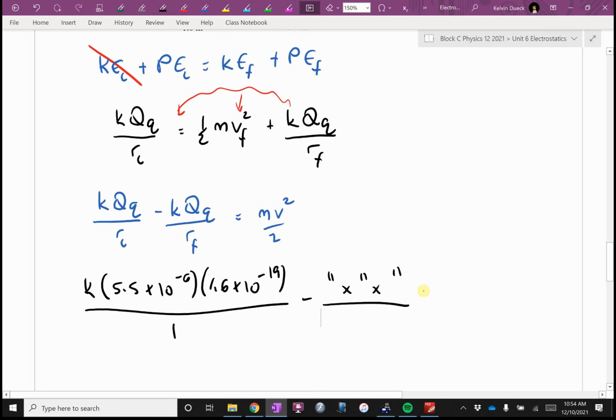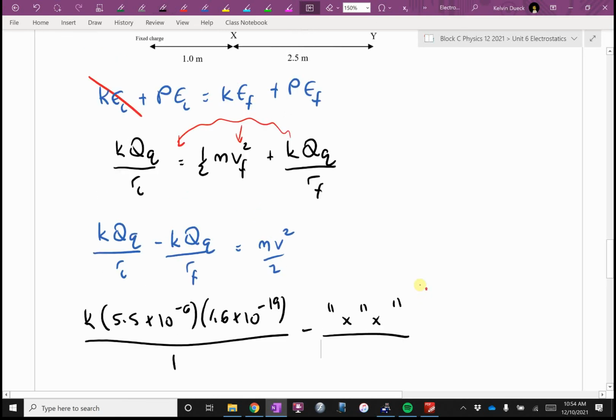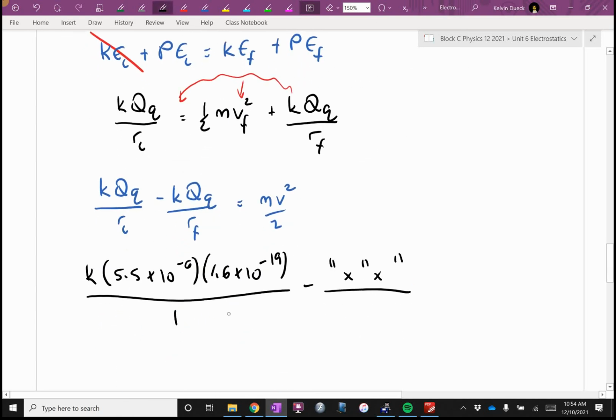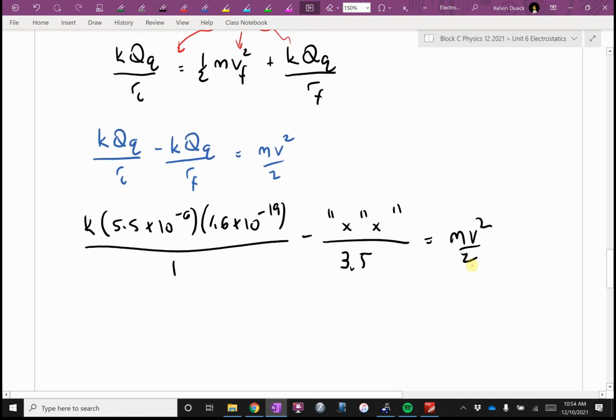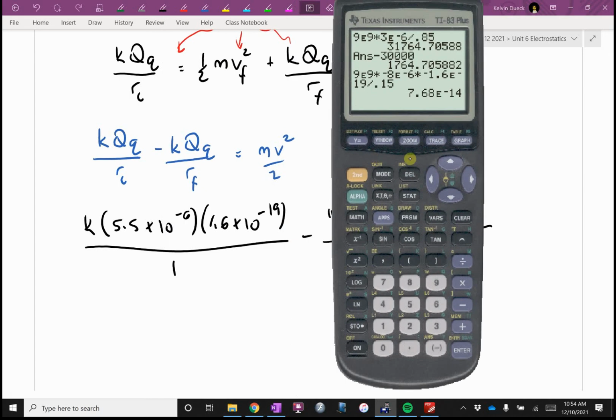One of the most common mistakes that drives me a little cray-cray is when I see kids say, oh, R final is 2.5. What is R final? 3.5. Please measure the entire distance. Okay? That equals mv squared over 2. Let's crunch the left one.